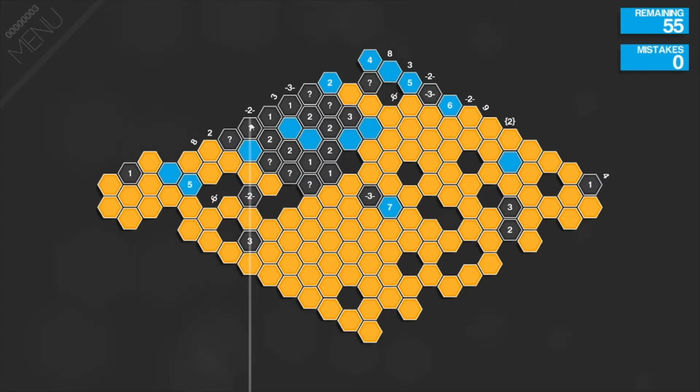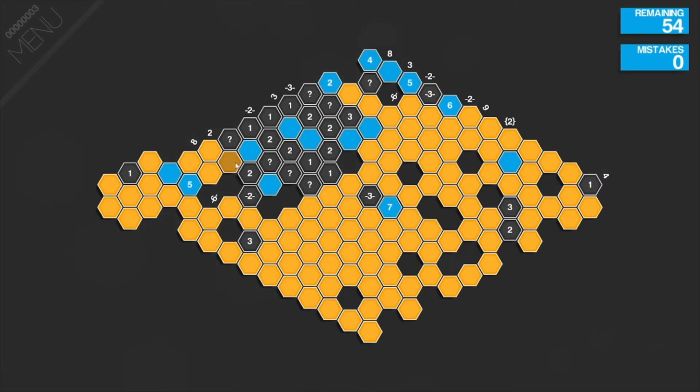However, the bombs cannot be consecutive. Since there is a bomb here, this one cannot be a bomb, otherwise it would violate that rule. This 2 with the dashes, same exact logic. 2 bombs within the ones that are touching it, however they cannot be touching each other. And so with that we know that this must be a bomb, and there's 1 bomb in these 2 cells.